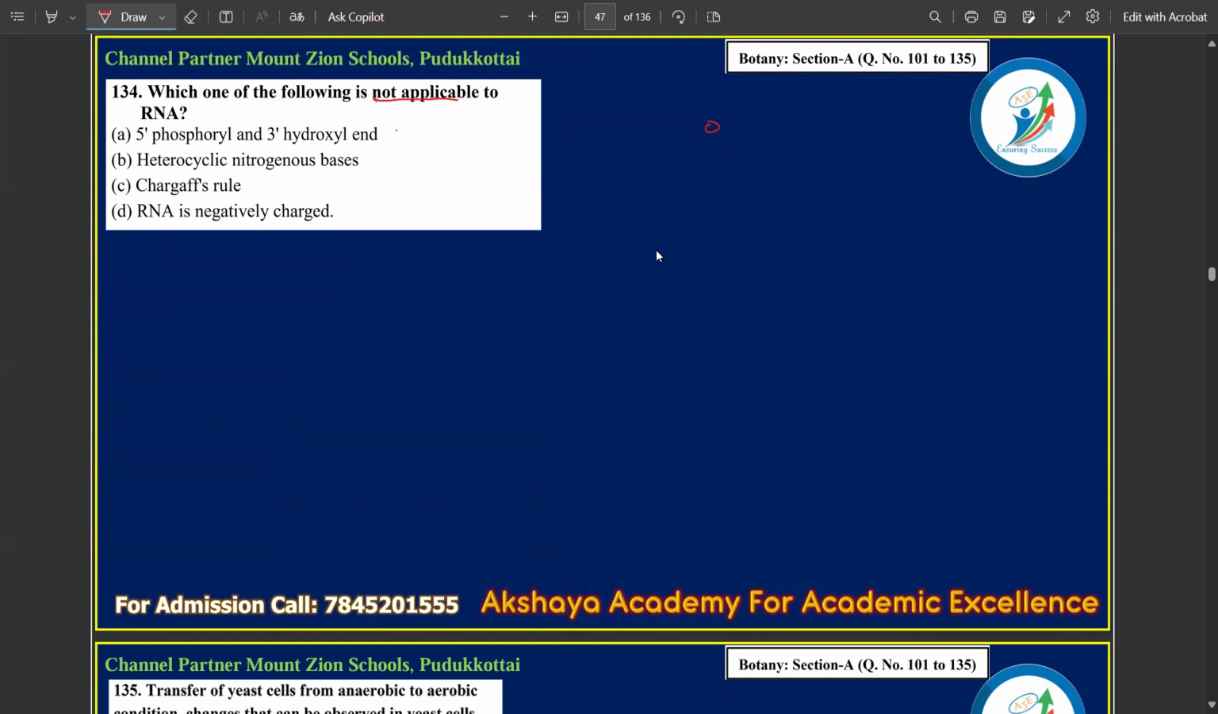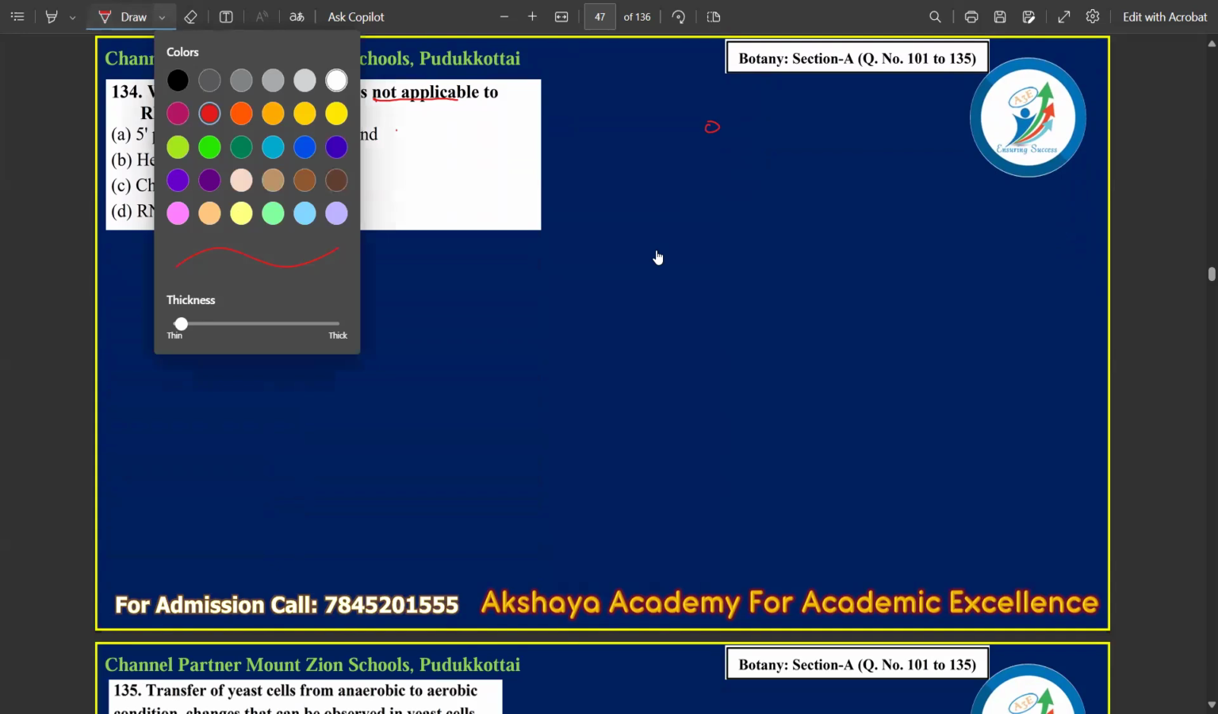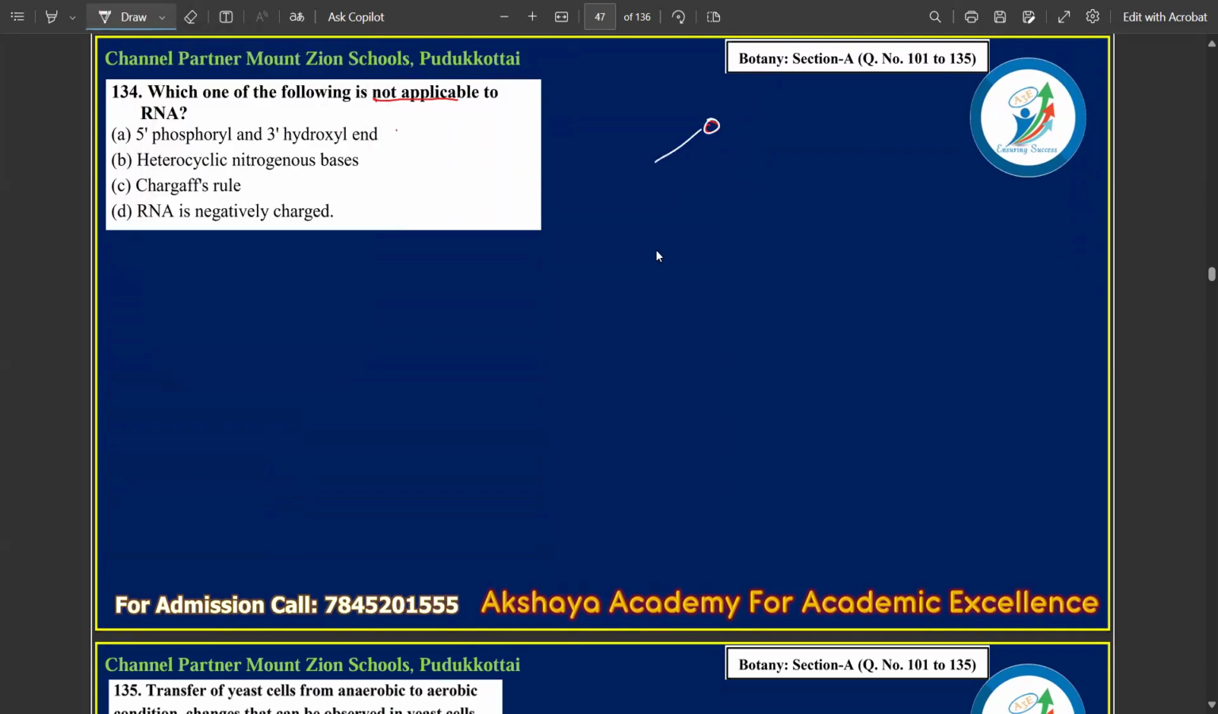If you remember the structure, this is the first carbon, second carbon, third carbon, fourth carbon, and there is a fifth carbon. The second carbon contains a hydroxyl group, and the third carbon also contains a hydroxyl group, so this is 3 prime. At the fifth, there is a phosphate, so it will be 5 prime.